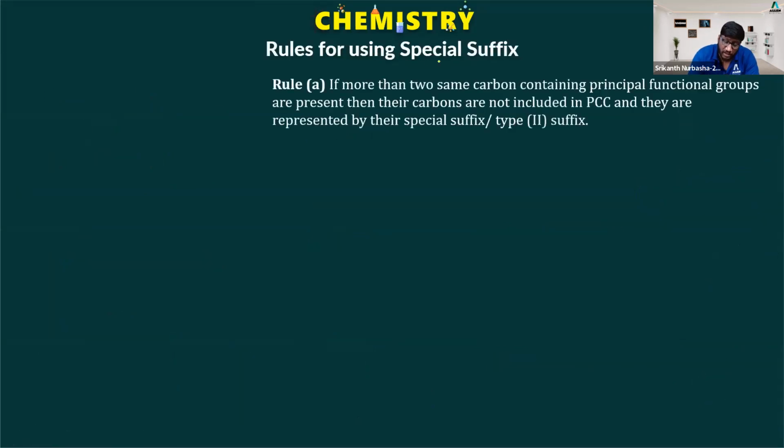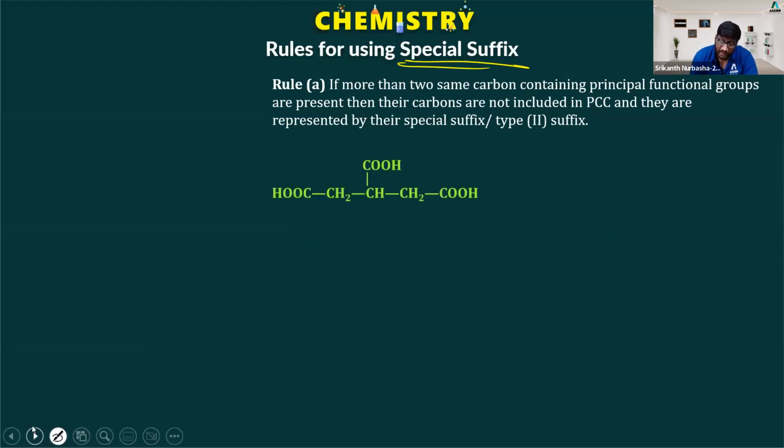Rules for using special suffix. I have given special suffixes for some set of organic compounds. For those compounds, what are the rules? If more than two same carbon-containing principal functional groups are present, then their carbons are not included in the PCC and they are represented by a special suffix or type 2 suffix.